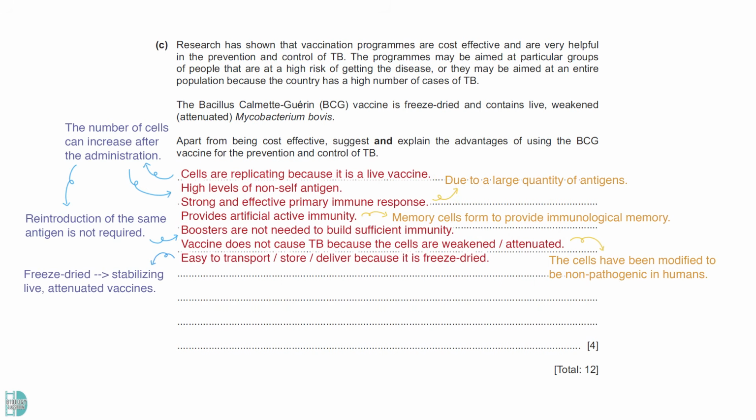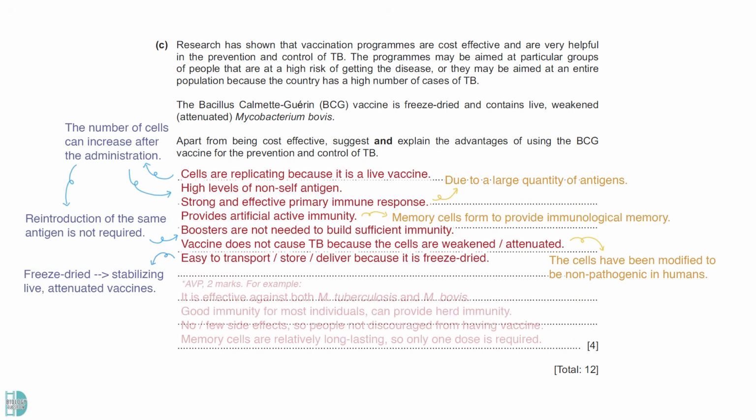The question also says that the vaccine is freeze-dried. It is the preferred method for stabilizing live attenuated vaccines. This type of vaccine has excellent stability. Therefore, it is easy to transport and store, enabling it to be distributed to various locations. There are 2 marks for AVP. You can discuss the effectiveness and how an effective vaccine can lead to herd immunity more easily.